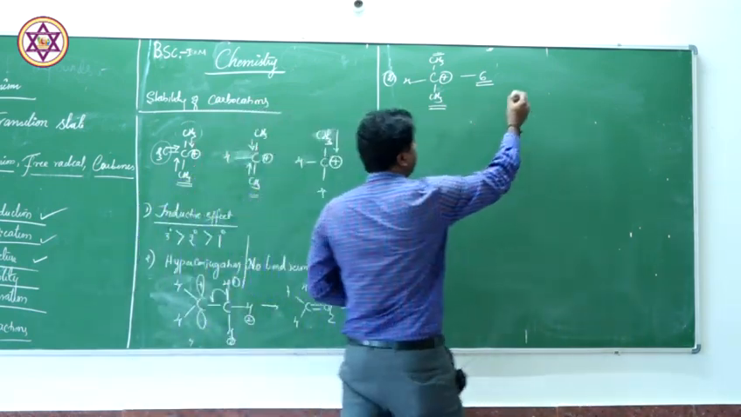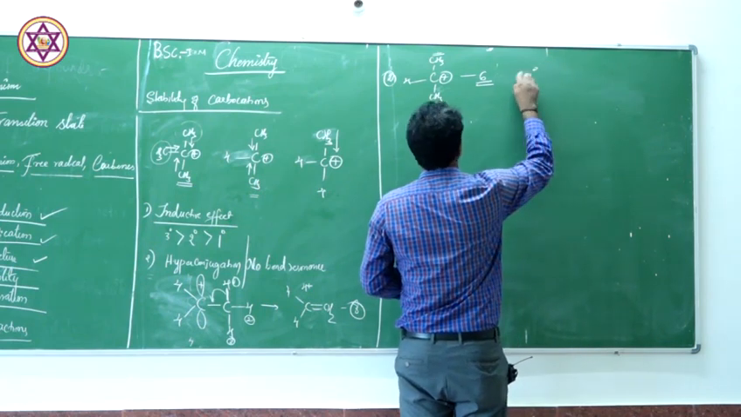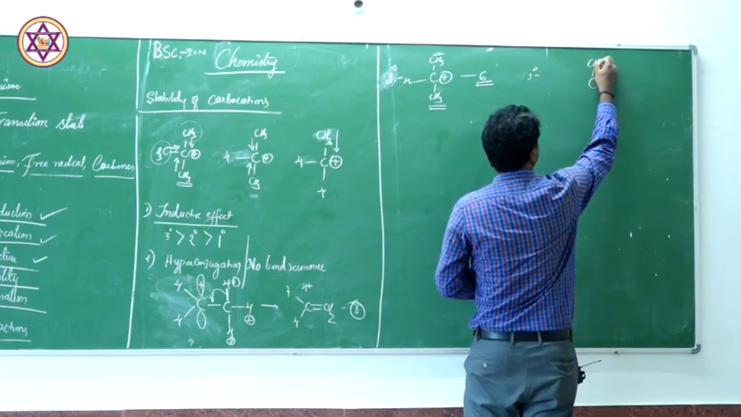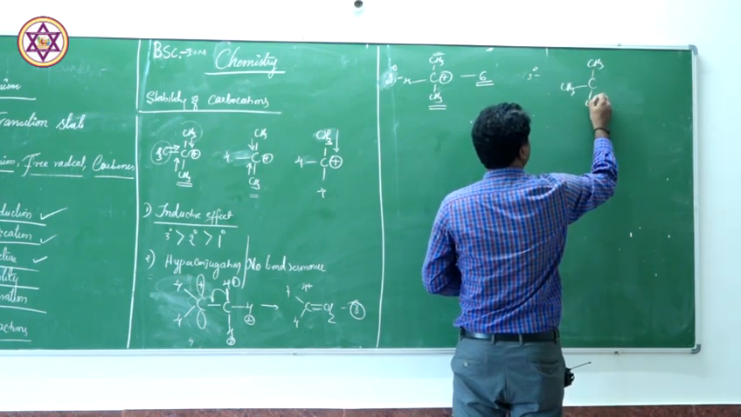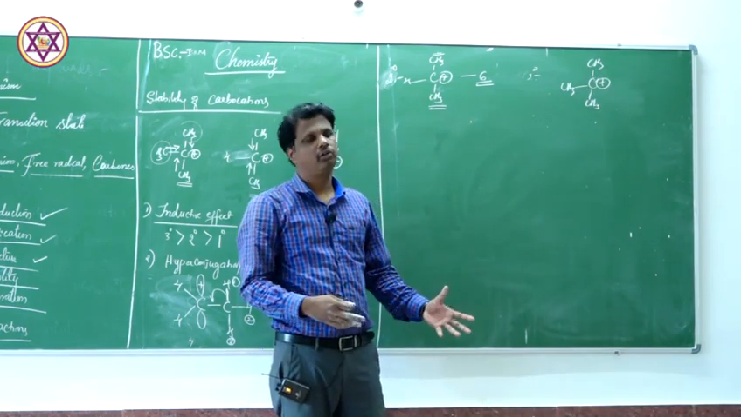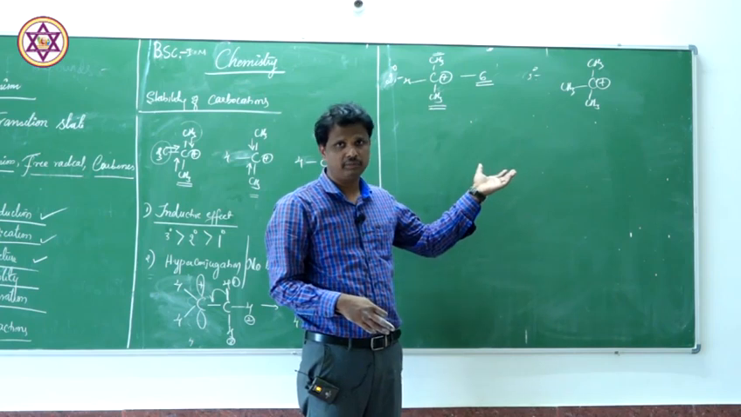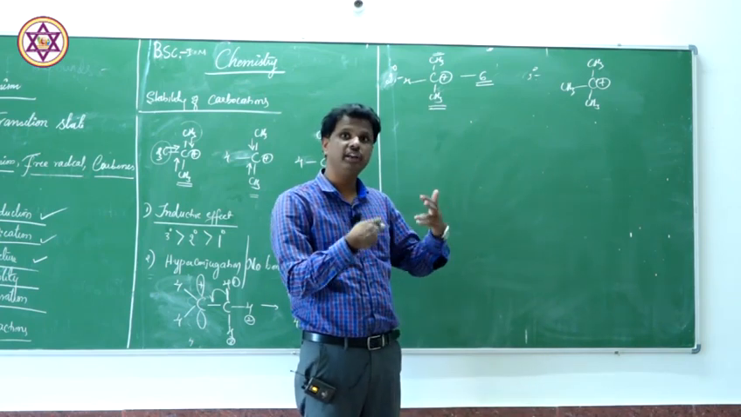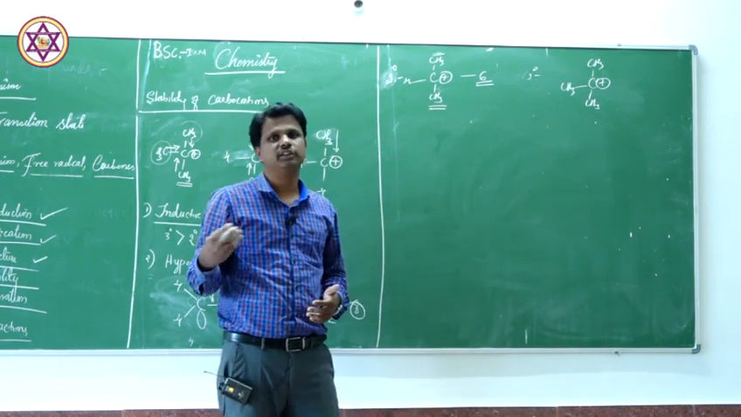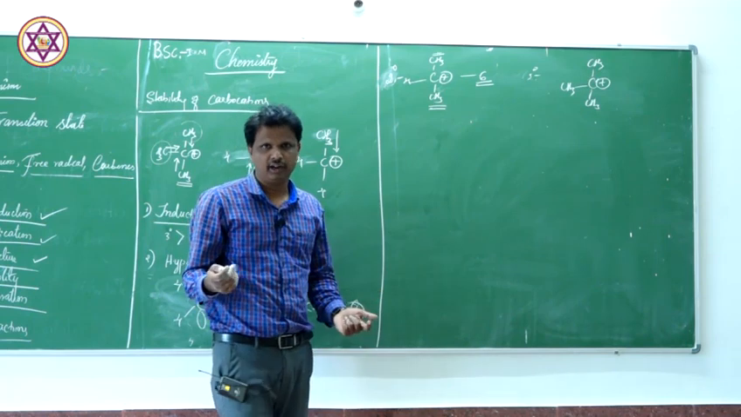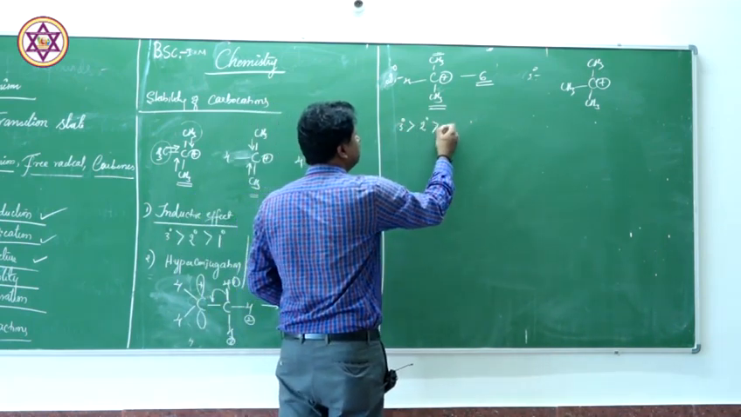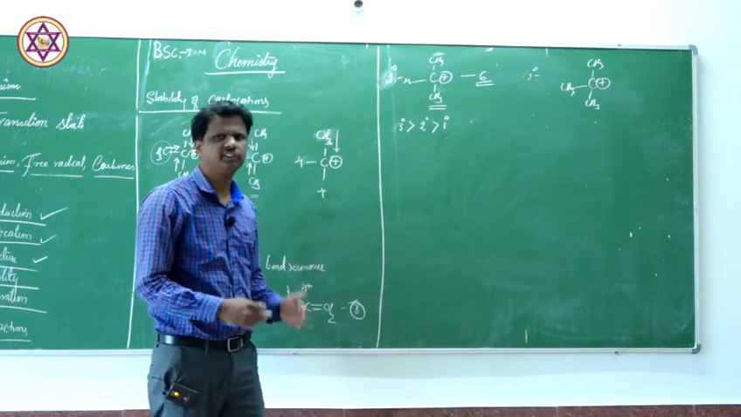If you write for tertiary, this is secondary, the tertiary, there are 9 hydrogen atoms on the adjacent carbon atoms, meaning 3 carbon atoms. So you can write 9 hyperconjugative structures. The more the number of hyperconjugation structures, the more is the stability. So we can simply say that tertiary is more stable than secondary, which is more stable than primary. That is the second point.